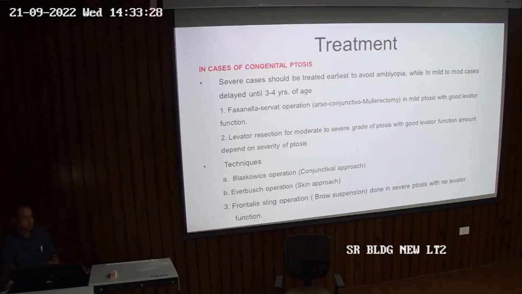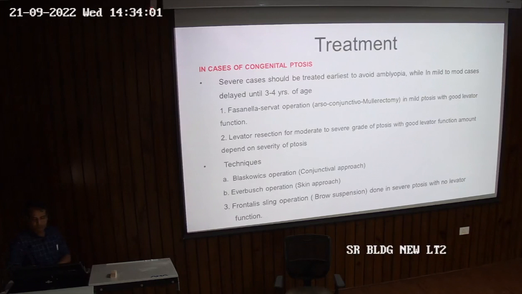Then according to these we will decide the surgical aspect of the surgery. In severe cases of congenital ptosis, it should be treated earliest because there are chances of developing amblyopia. But if it is mild to moderate, then we can delay the surgery up to 3 to 4 years of age.